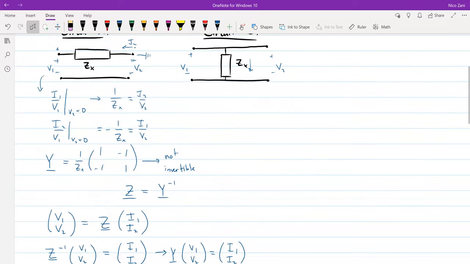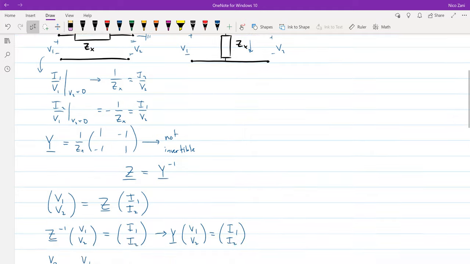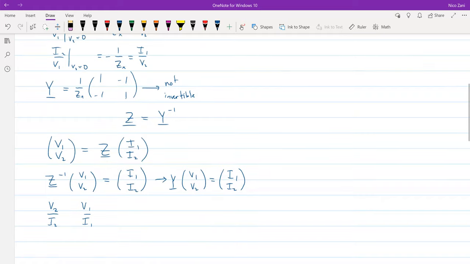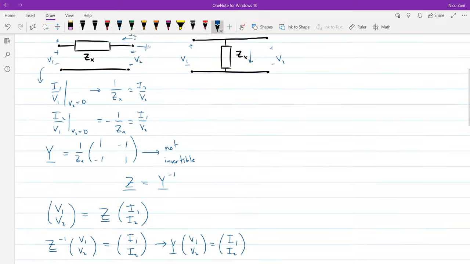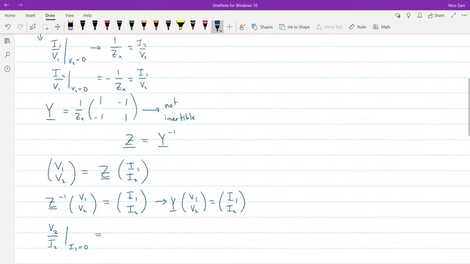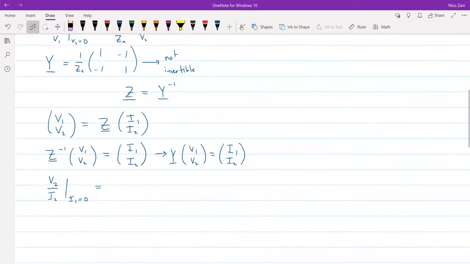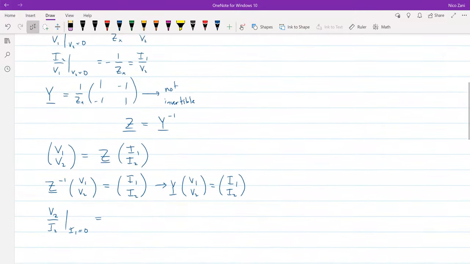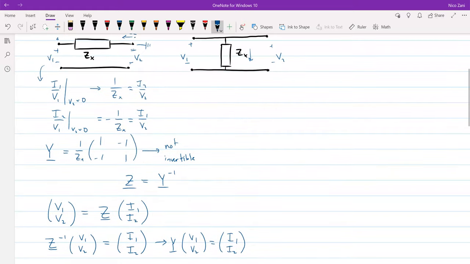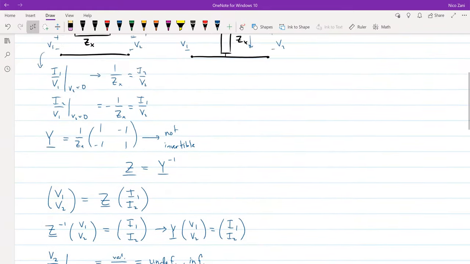There's no objectively good way to exactly describe this. But if we just think about what these quantities are, right? So let's say we set I1 equal to zero here. What do we get? So what we get is that I2 must be equal to zero if I1 is equal to zero, right? But V2 can still have a value. So what's going on? We have some value over zero, which is undefined or infinite, depending on whether or not you're taking a limit.